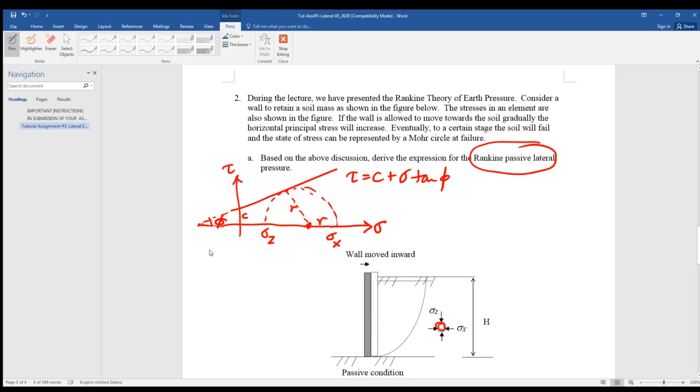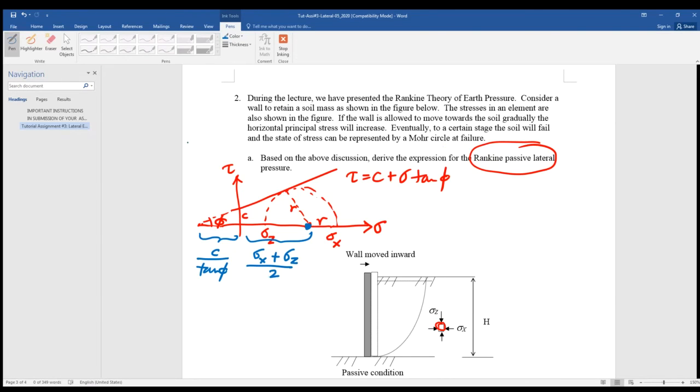Here, what's the length here? It's equal to C over tangent phi, right? And then, what's the coordinate here? The center is equal to sigma X plus sigma Z divided by 2, right? Okay?